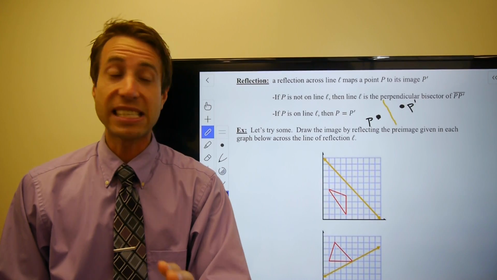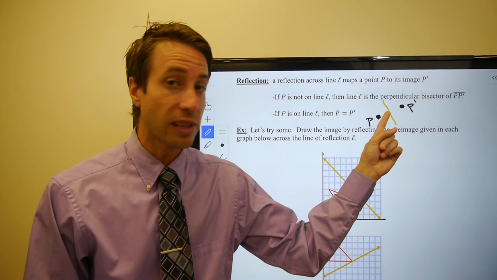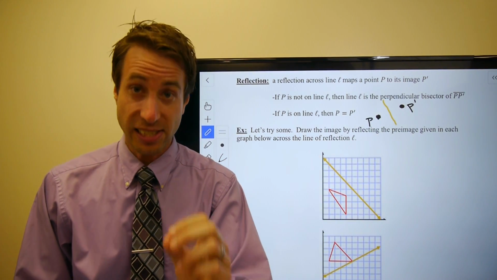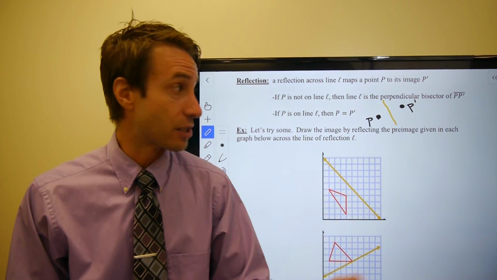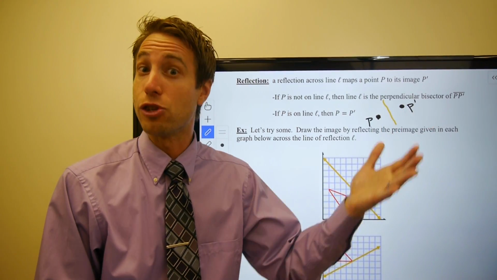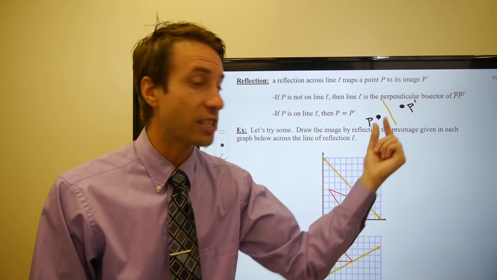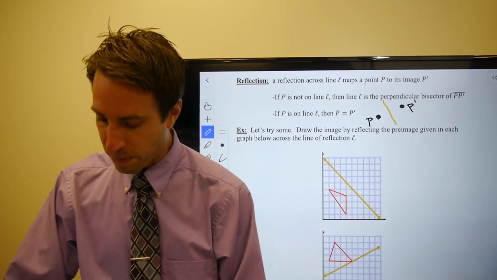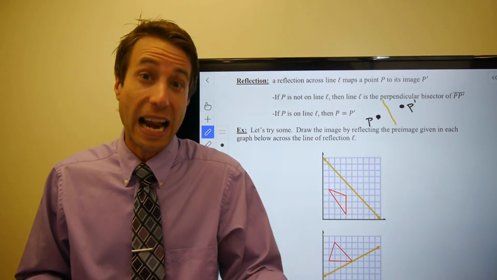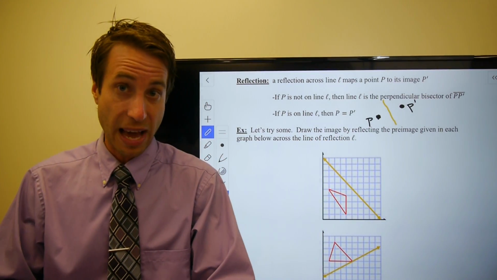First, the distance from my pre-image, point P, to the line of reflection is the same as the distance from the line of reflection to its image, P prime. So the distance from each of those points to the line of reflection should be the same. Based on my drawing, I think I got that pretty close. Hopefully those look like they're the same distance from the line of reflection.